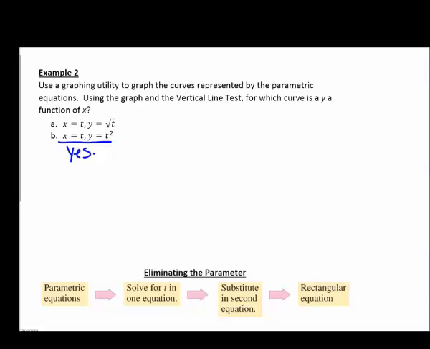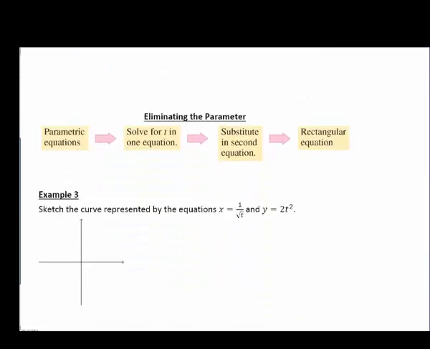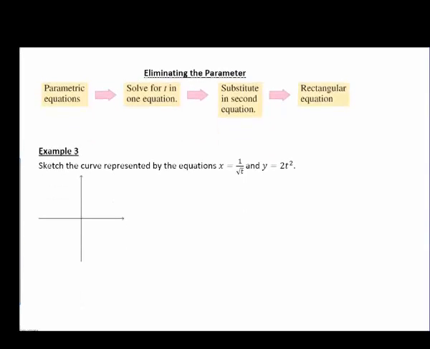Okay, so now let's take a look at example 3. We have this set of steps for eliminating a parameter, and we're going to do that here in just a minute. The first thing we do, we have two parametric equations. That's x equals some kind of expression with t, and then y equals some expression with t. So we're going to solve one of those for t. It doesn't really matter which one, and so I'm just going to solve the first one for t.